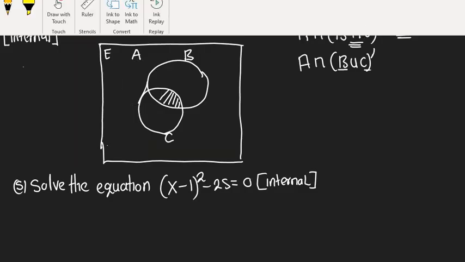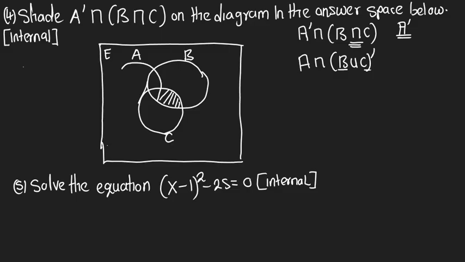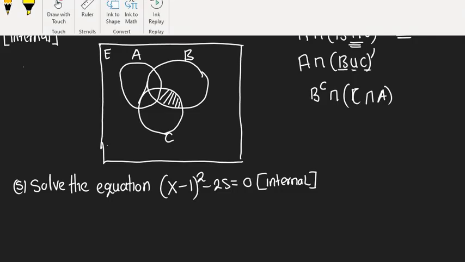B, B complement, and then in the bracket there is A and C. Where are we shading? Are we shading between B complement, and then they say B complement intersection, and the open bracket B, then there's C and A. This is just an example.